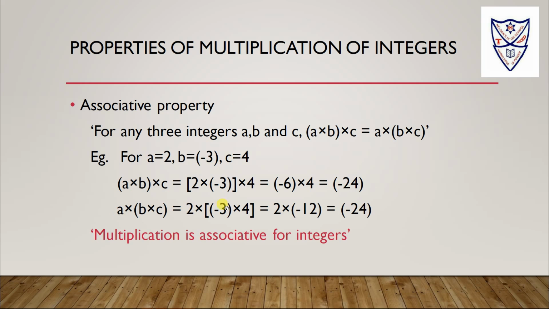Now we will find this other side, a multiplied by, in the bracket, b multiplied by c bracket close. Put the values of a, b, c, that is equal to 2 multiplied by, in the big bracket, minus 3 multiplied by 4. First of all we will open this bracket, minus 3 multiplied by 4 means minus 12, and 2 multiplied by minus 12 means minus 24. So here we are getting same values. Therefore multiplication is associative for integers.